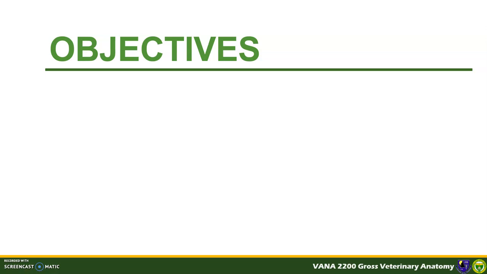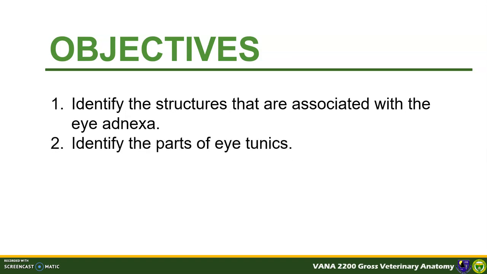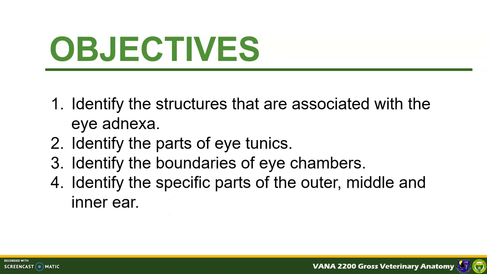Specifically, at the end of this module, you should be able to identify the structures that are associated with the eye adnexa, identify the parts of the eye tunics, identify the boundaries of the eye chambers, and identify the specific parts of the outer, middle, and inner ear.